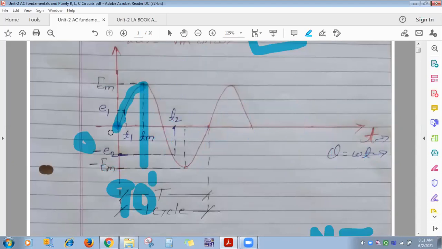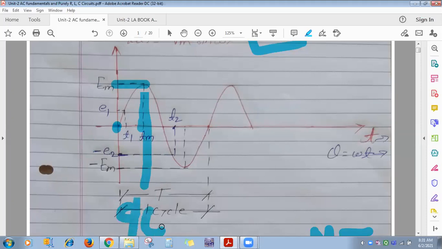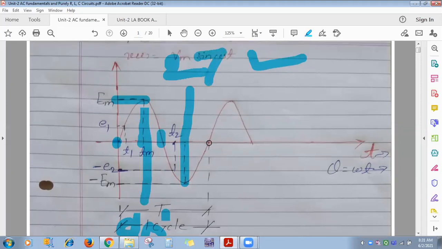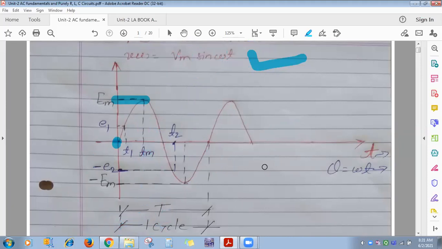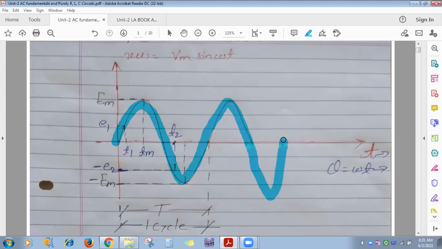At 0 degree, its value is 0. The first positive peak occurs at what degree? 90 degree, correct. At 180 degree, it is 0. And the first negative peak occurs at 270 degree. And this one is the 360 degree. And like this the cycles go on repeating. So this is called single phase AC voltage. Whenever you switch on a single pole, single throw switch at your home, you are switching on this single phase AC voltage.